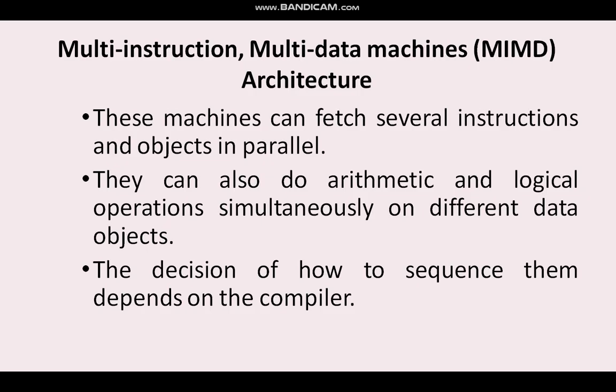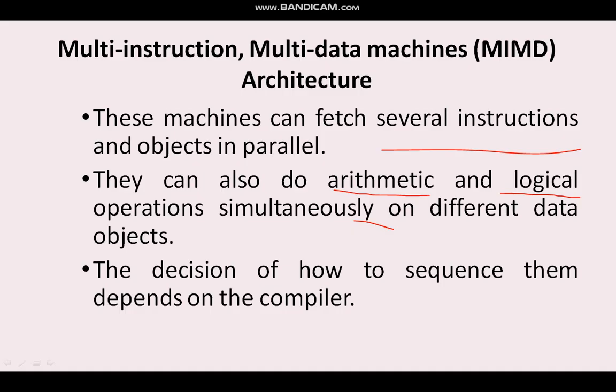What is multi-instruction multi-data machine architecture? Here several instructions can get executed at one single point of time. That means all the executions can be done in parallel, and arithmetic and logical operations can also be done on different data objects. Not only can it execute several instructions at one time, it can also do the arithmetic and logical operations at one particular time.